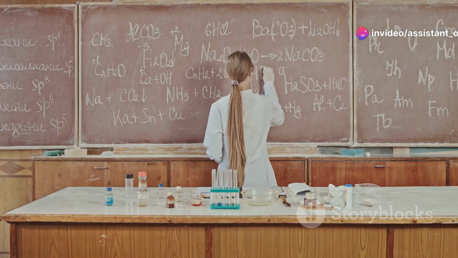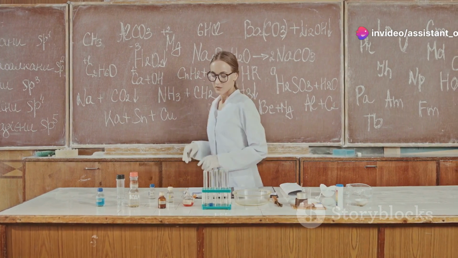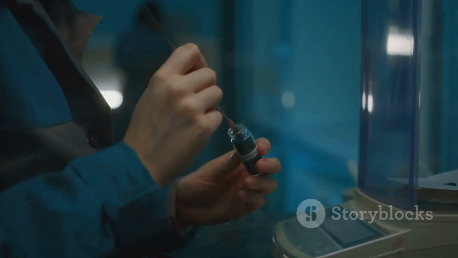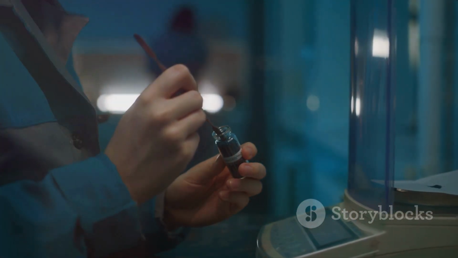Simple, right? But here's the twist. Most elements in nature are mixtures of isotopes. To find the average atomic mass, we sum the masses of the isotopes, each multiplied by its fractional isotope abundance.